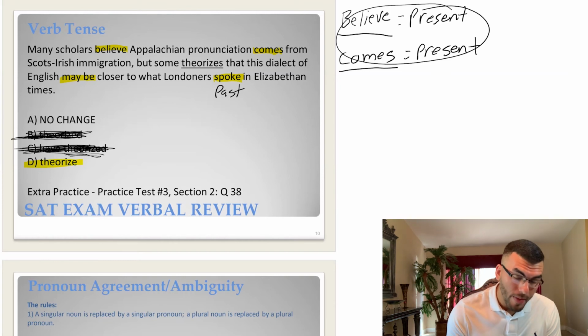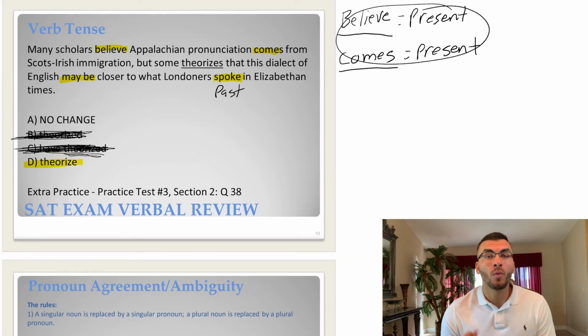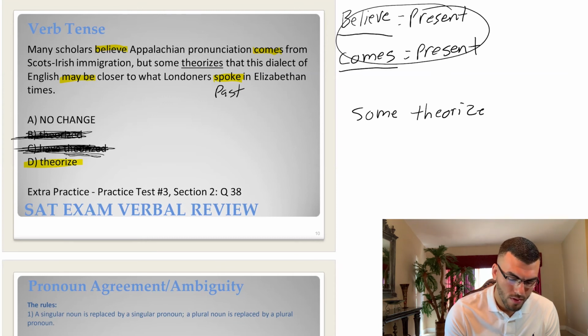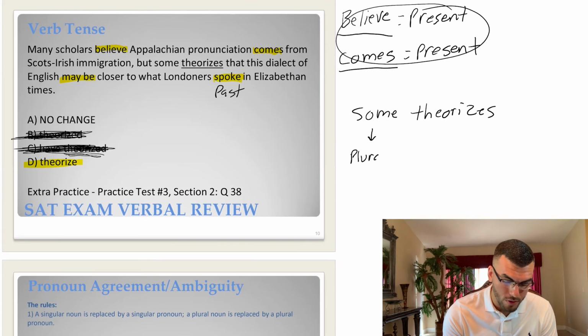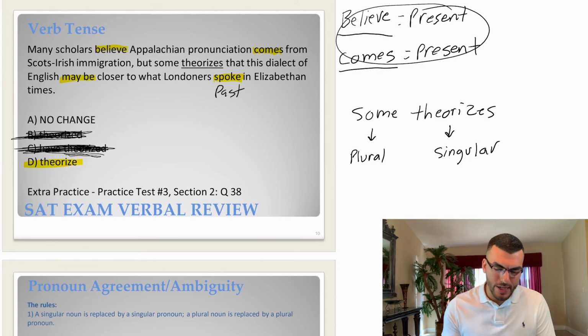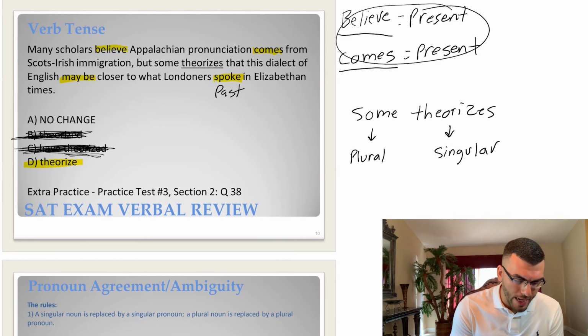And the reason is, referring back to our other grammar rule, who or what theorizes? Some theorizes. Some is plural, some people, referring to multiple people. Theorizes is singular. We say he theorizes. We don't say they theorizes. So theorizes, he theorizes. He is singular, so theorizes is singular. So coming back to our other subject-verb agreement, that is the reason that choice A is wrong.